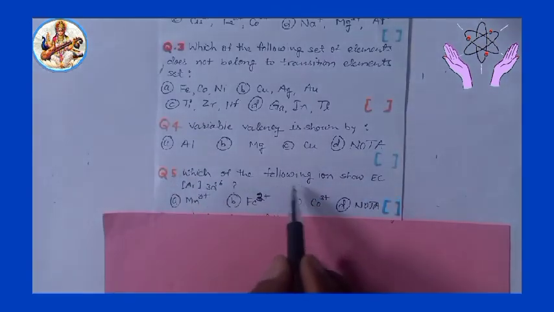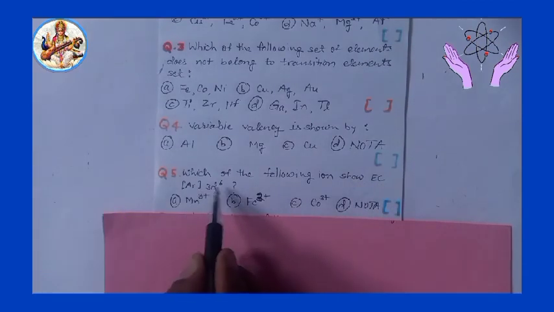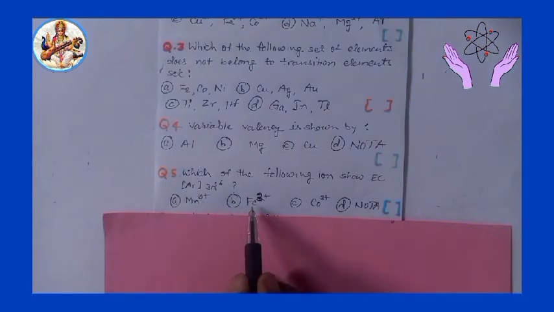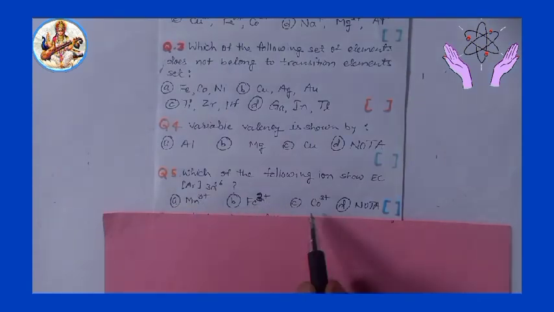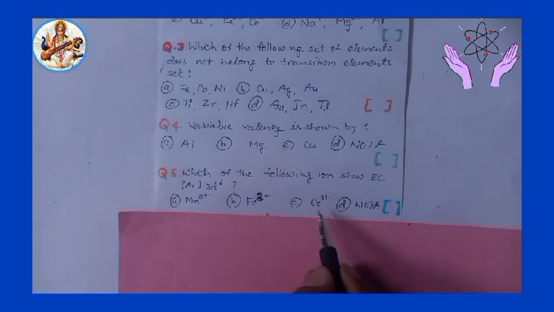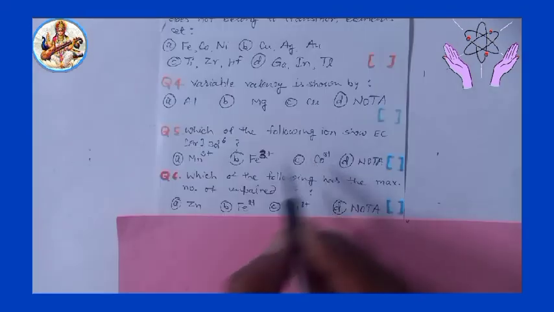Next, question 5: which of the following ions shows electronic configuration argon 3d6? Option A, Mn3+, option B, Fe3+, C, cobalt 3+, D, none of the above. So the answer is option C, cobalt 3+. The electronic configuration of cobalt 3+ ion is argon 3d6.